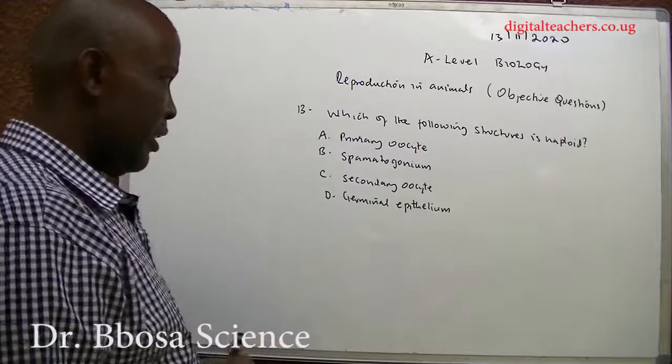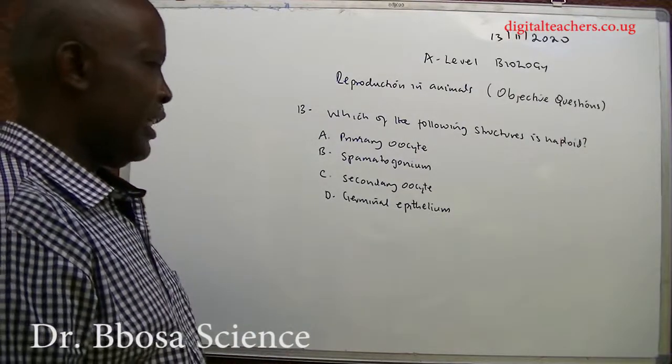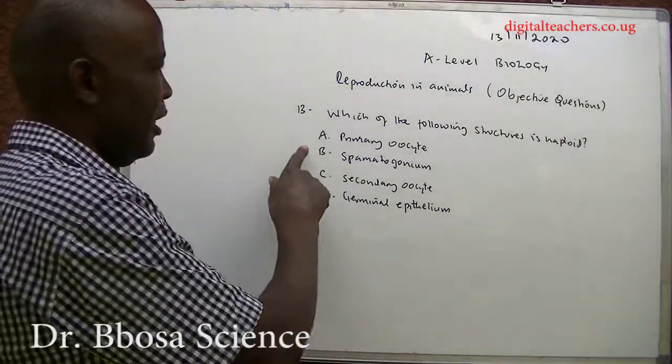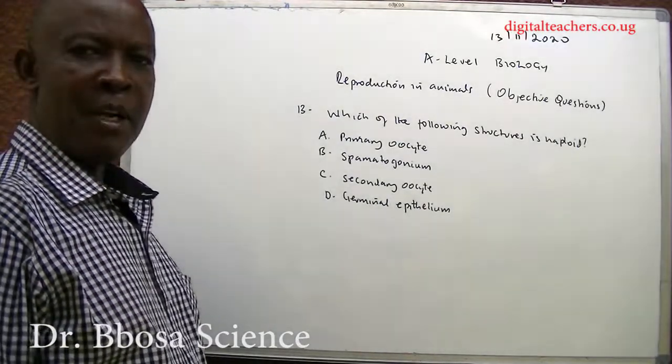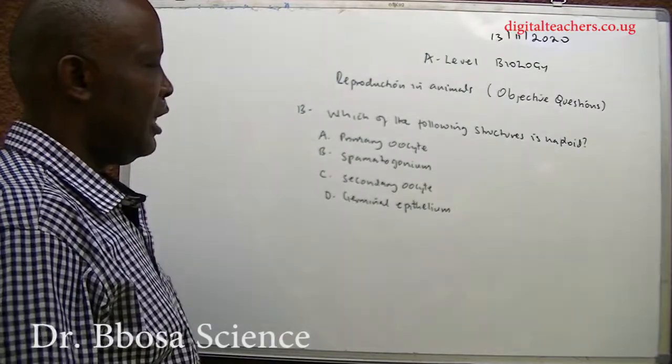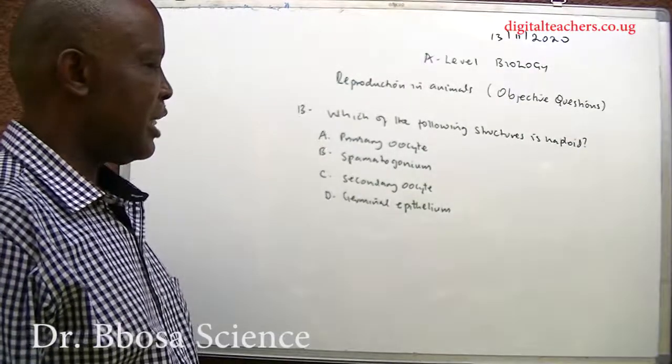Number 13. Which of the following is haploid? A. Primary oocyte. B. Spermatogonium. C. Secondary oocyte. D.